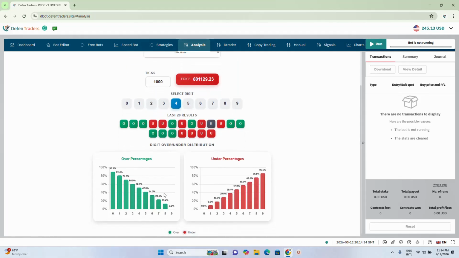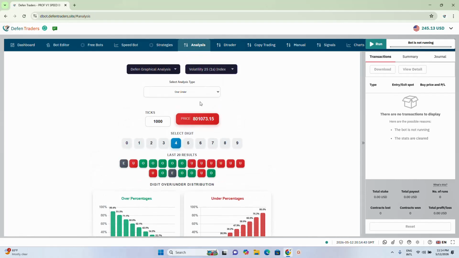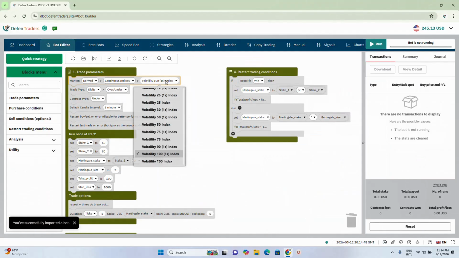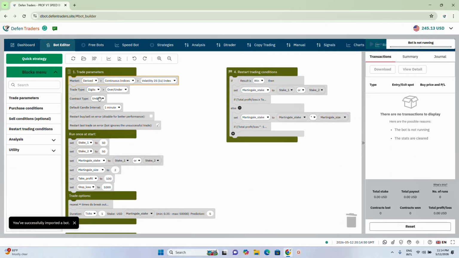Hapo kwa bari unaweza weka 4. So ukipata kama hii unaangalia 4 iko 52 increasing. So this is volatility 25. So I'll come here on my bot, I pick prof V1, volatility 25. Then here on my contract type, I'm going to stake, I do over, I'm going to stake it $10, stake 2, I do 10. Target profit, I'll only target 50 USD, and I'm trading over 4 Evo.